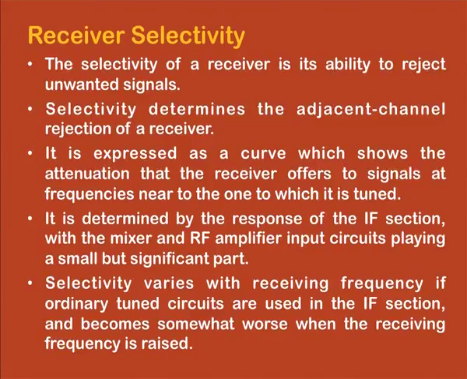Later on, when we talk about different types of receivers, we are going to see that the selectivity of a receiver is mainly determined by the response of the IF section of the super heterodyne receiver, and also by the mixer and RF amplifier input circuits, which play a very significant role in deciding the receiver selectivity. The selectivity varies with receiving frequency for ordinary tuned circuits and becomes somewhat worse when the receiver frequency is raised. Typically, when the frequency is higher, the selectivity of a receiver would be poorer.